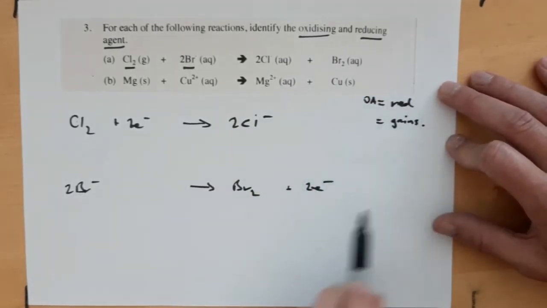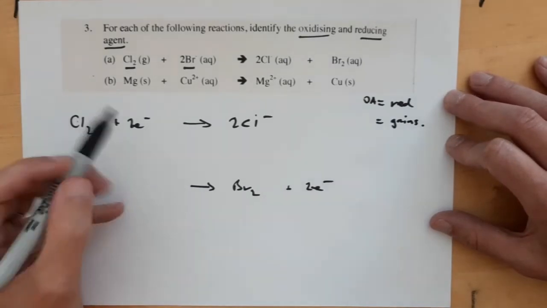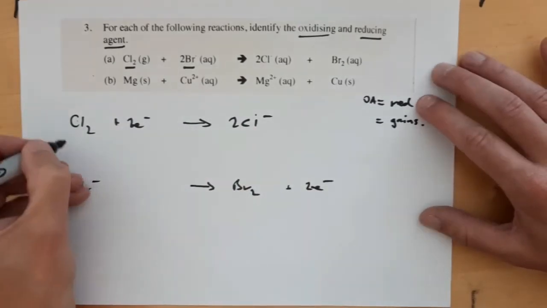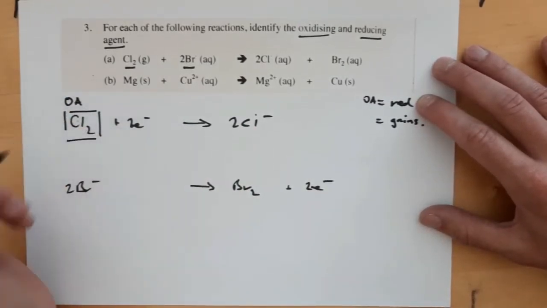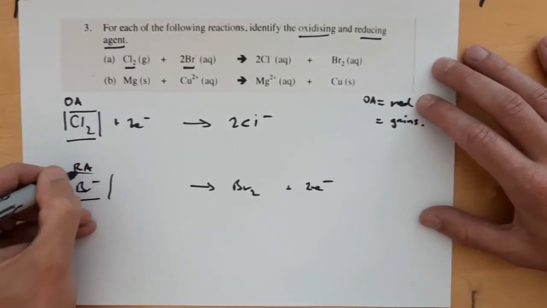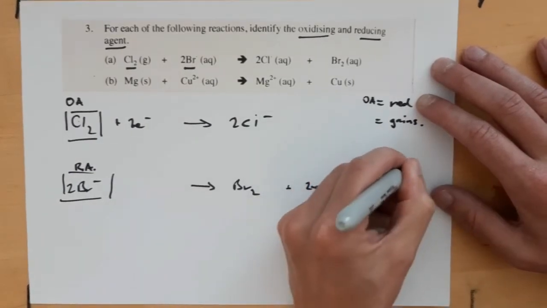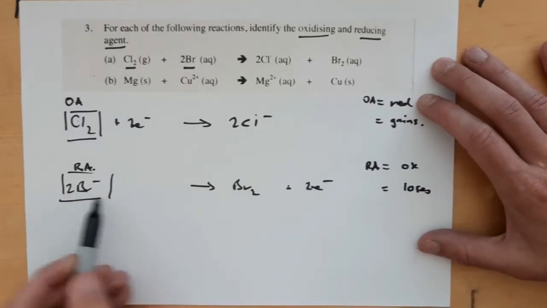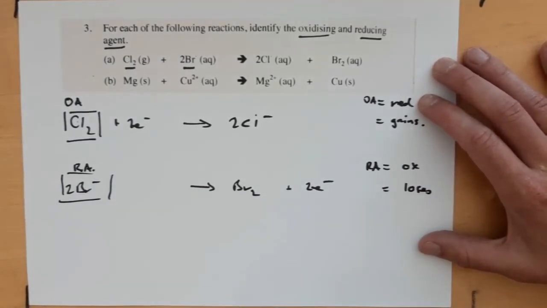So let's use this to figure out what's going on. This Cl2 here is gaining electrons, and is therefore being reduced. Therefore, this is the oxidizing agent, which must mean that this is the reducing agent. We can just check that. Reducing agent equals oxidized equals loses electrons, and it has. It's lost these electrons, therefore it's been oxidized, therefore this is the reducing agent.